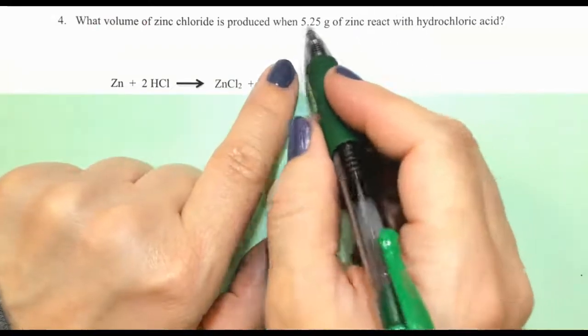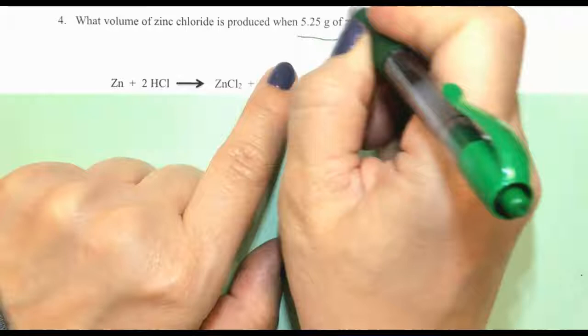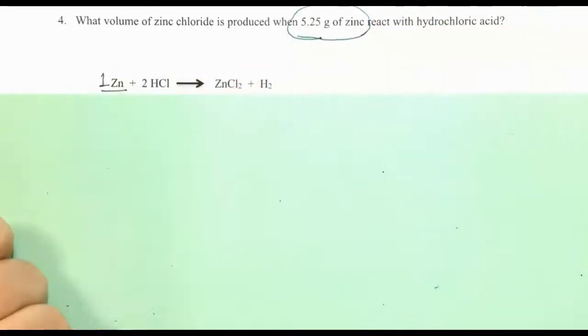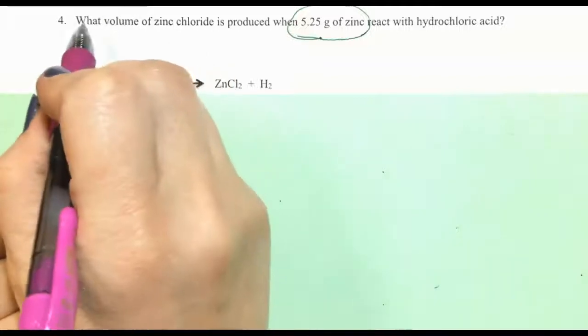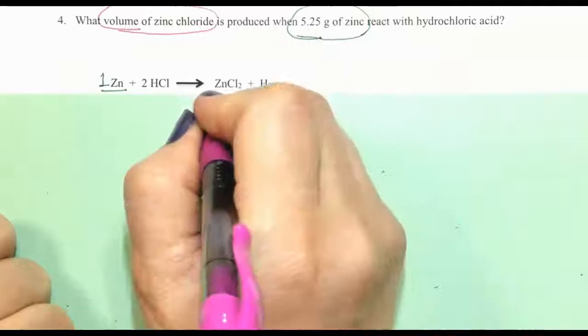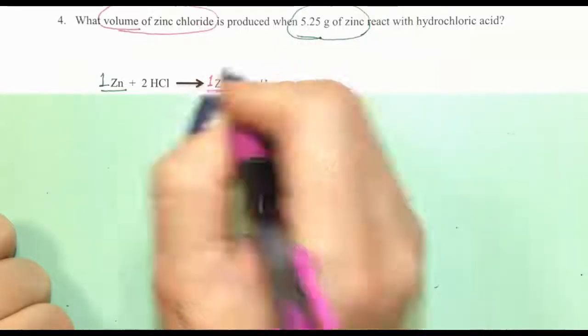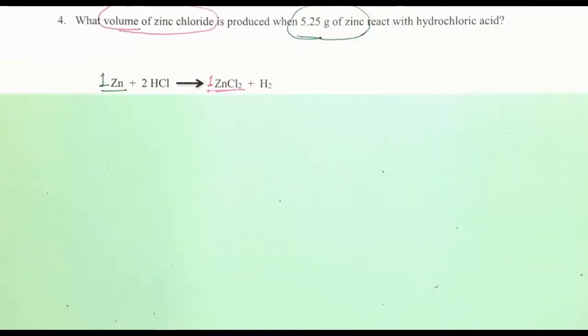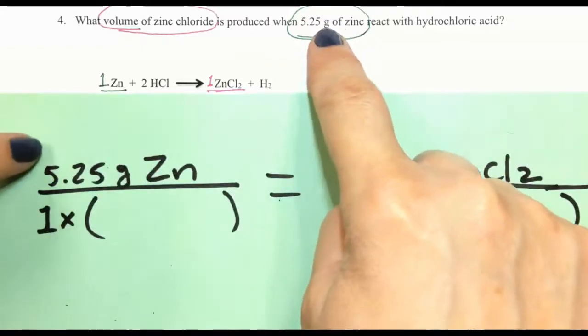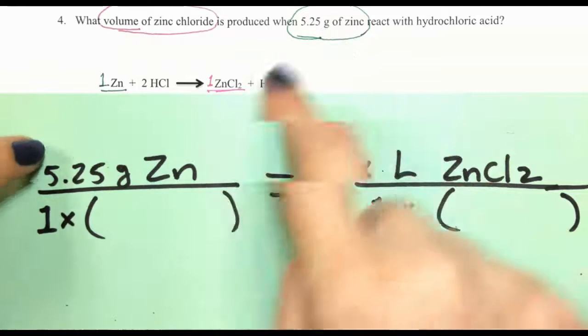Our given value is 5.25 grams of zinc, and that is this right here. It has a coefficient of 1. Our unknown is what volume of zinc chloride, and this is zinc chloride. It also has a coefficient of 1. So now we can set up our proportion. I'm going to put my given value on the top here, 5.25 grams of zinc.